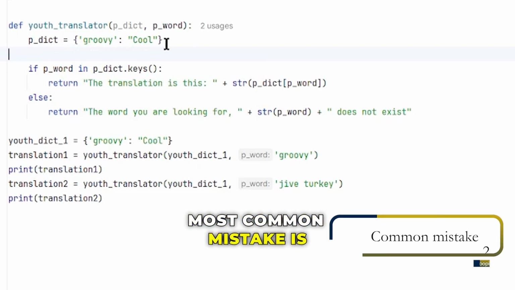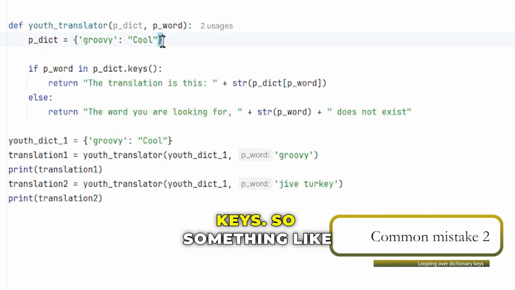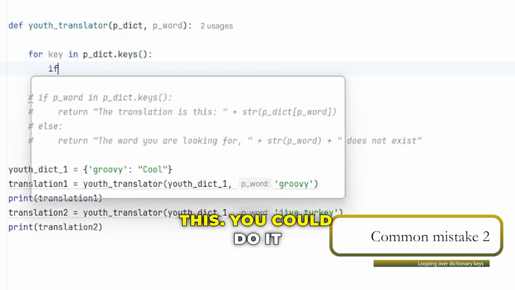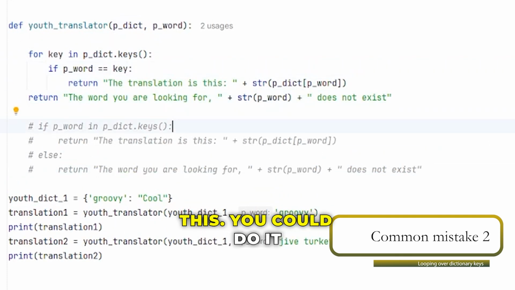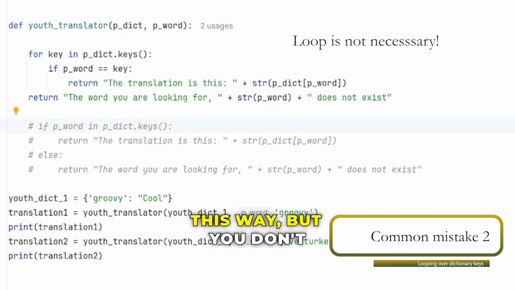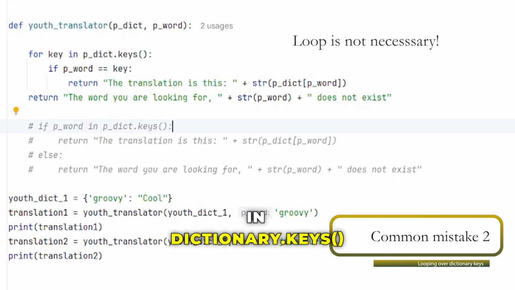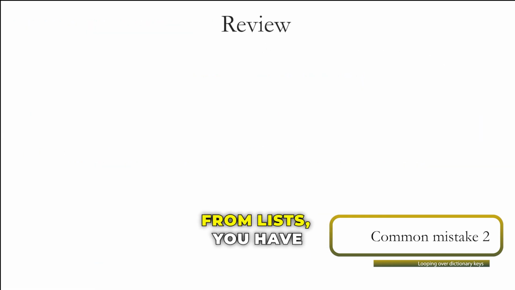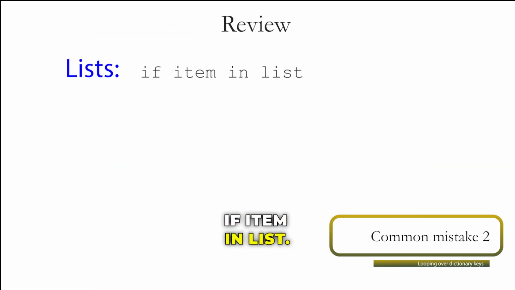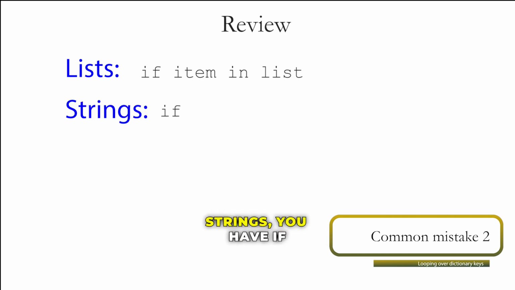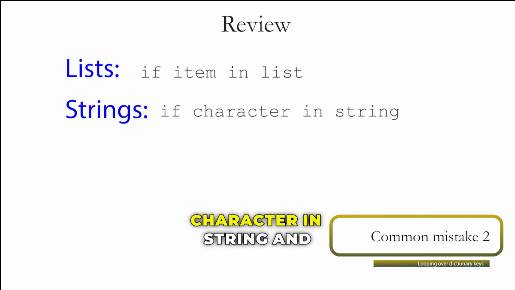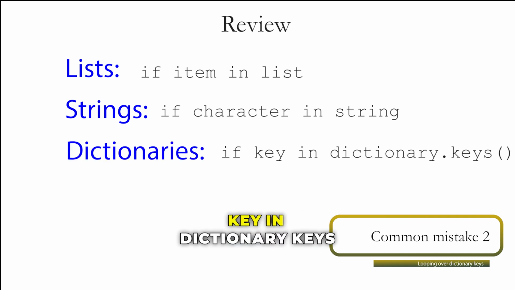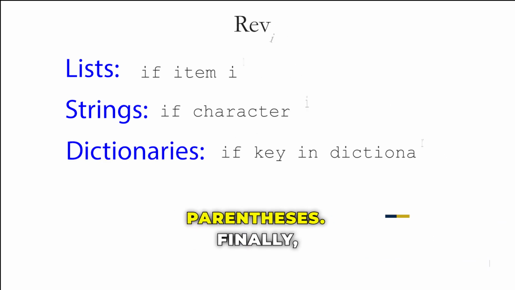The second most common mistake is to loop over the dictionary's keys. So something like this. You could do it this way, but you don't need to do it this way. You can use the if key in dictionary.keys instead, so you can avoid the loop. If you remember from lists, you have if item in list. If you remember from strings, you have if character in string. And the analogous construction for dictionaries is if key in dictionary.keys parentheses.